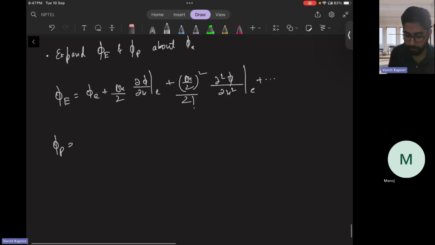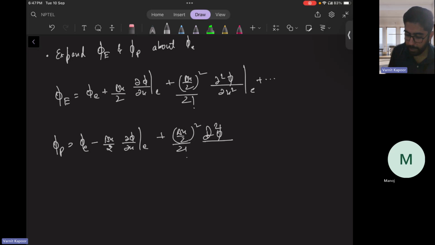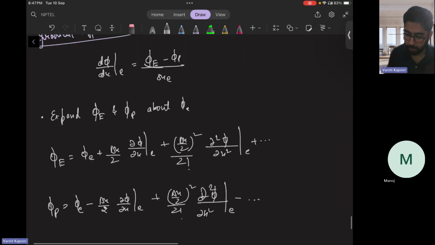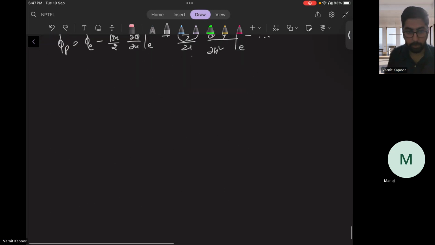And phi e will be phi of east again. This time it will be minus delta x by 2 times dou phi by dou x at east, plus (delta x by 2) whole square by 2 factorial times dou 2 phi by dou x square about east, and so on. Okay, now I should do the subtraction, phi e minus phi p, because that is what you want.